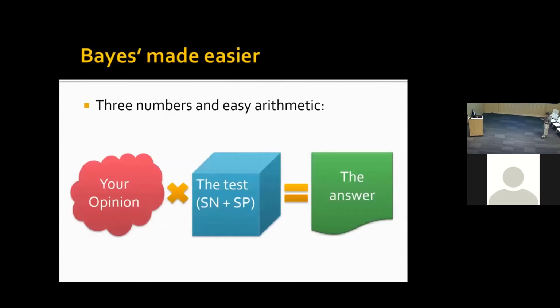And you've been through some of this before, but it's worth reminding ourselves how it works. To do Bayes and to do this diagnostic test thing, you need three numbers. You need your opinion, the test characteristics, and then you'll get the answer, the third number.